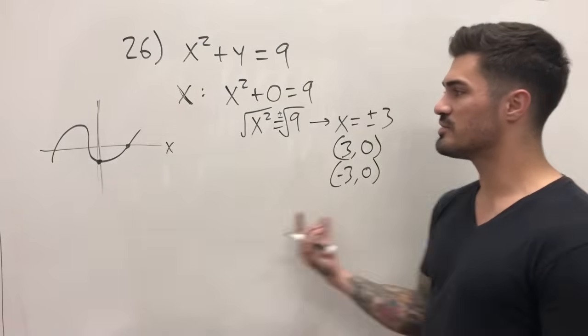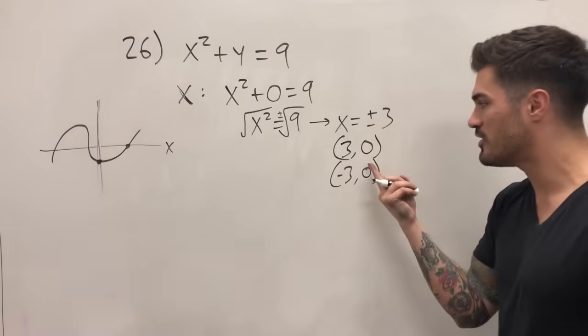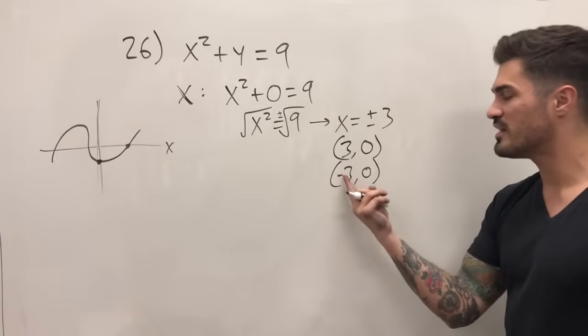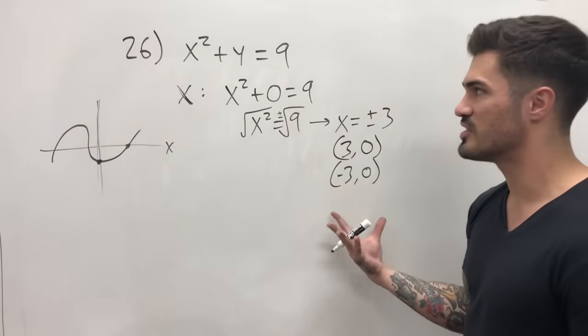So again, these intercepts are points. Since I plugged in 0 for y, I know my y is 0. Whatever x I find, that's the x-coordinate for those points that are intercepts, all right?